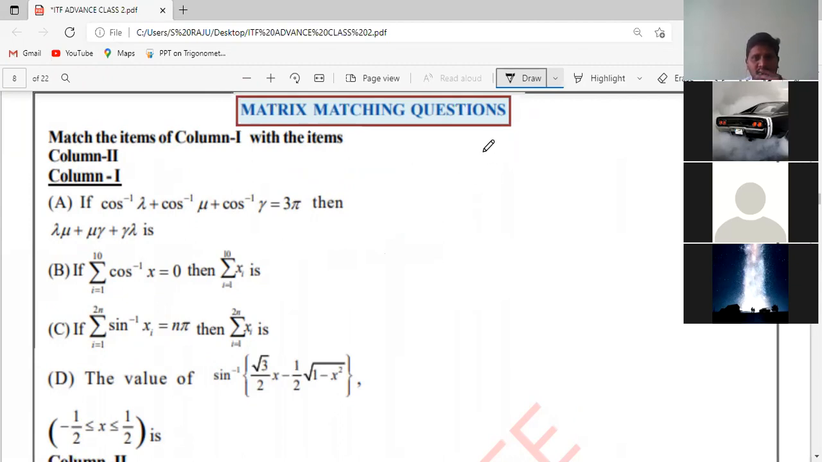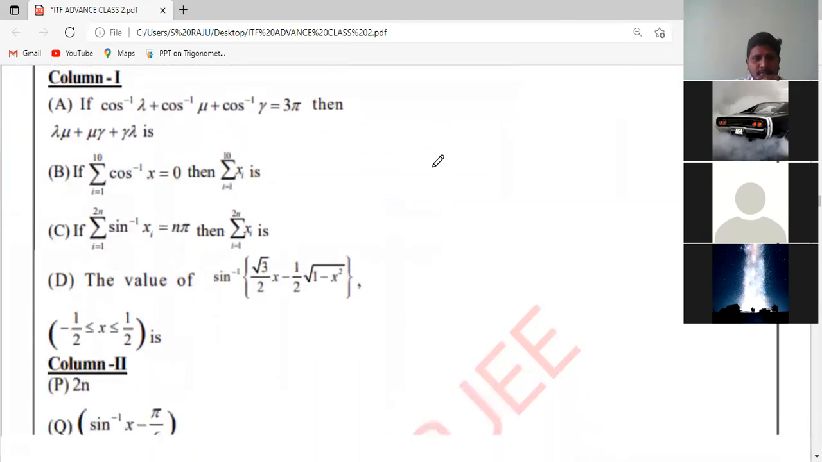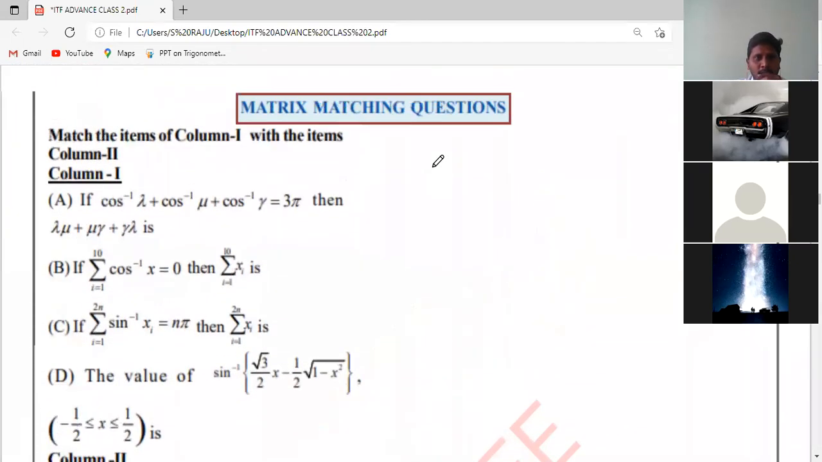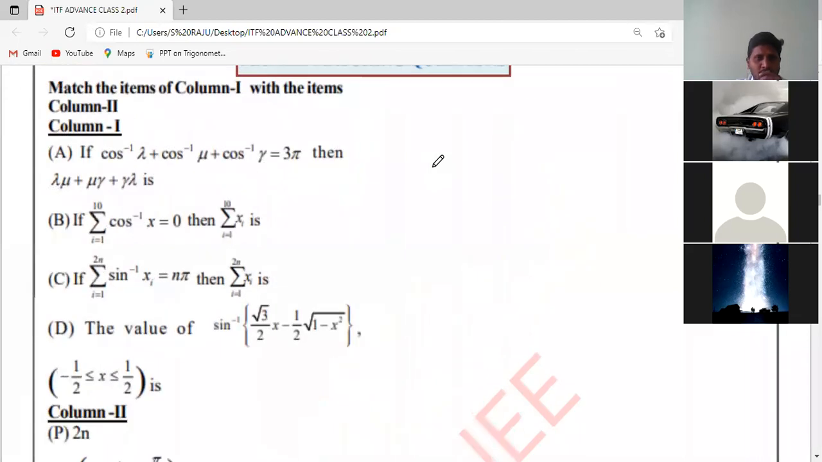Okay, coming to this question. Matrix matching question. So now, let us see here. They have given column 1 and column 2, and we have to match the items in both columns, right?